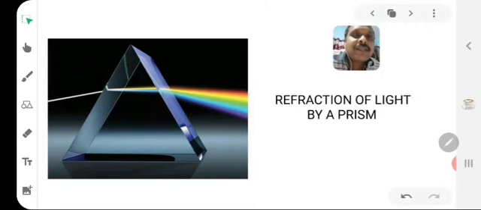Today we shall be discussing another topic from the chapter Human Eye and the Colorful World. And this topic is, as you can see right now on your screen, refraction of light by a prism.